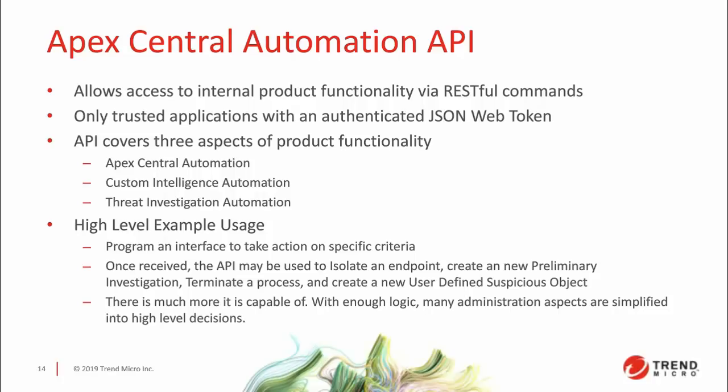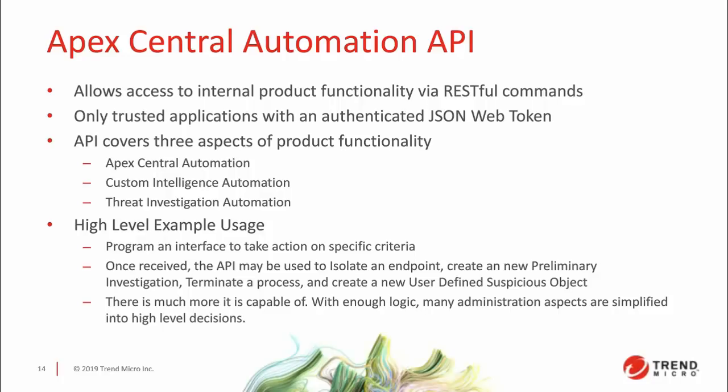So the API covers three particular aspects of it. Apex Central commands such as isolate, move, uninstall the agent. You can do all those things through just a simple command. Custom intelligence like adding UDSOs, uploading STIX or IOC files, and then threat investigation, conducting preliminary investigations, getting a task ID and returning it. So essentially you can automate a lot of the tedious work of administrating away and just focus on the high-level decisions you need to make about that, or even program those high-level decisions right into the logic.